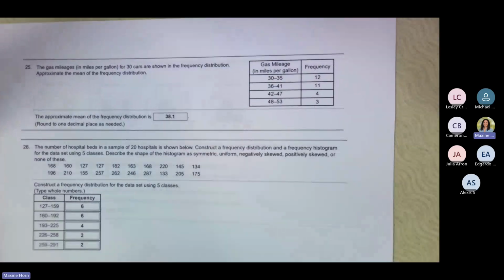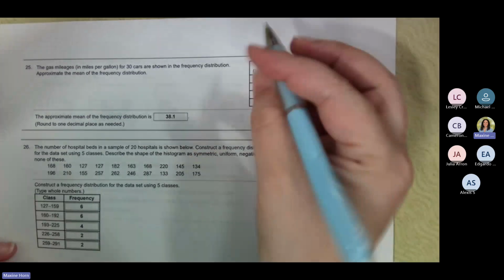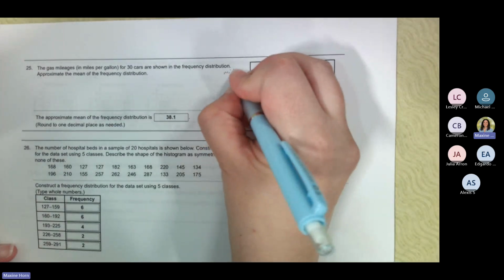And then do they want us more? Okay, no, new question. All right. The gas mileages in miles per gallon for 30 cars are shown in the frequency distribution. Approximate the mean of the frequency distribution. So we did one like this before, right, where we found the midpoint. And again, we are approximating because we don't have the raw data. We don't have the actual numbers.